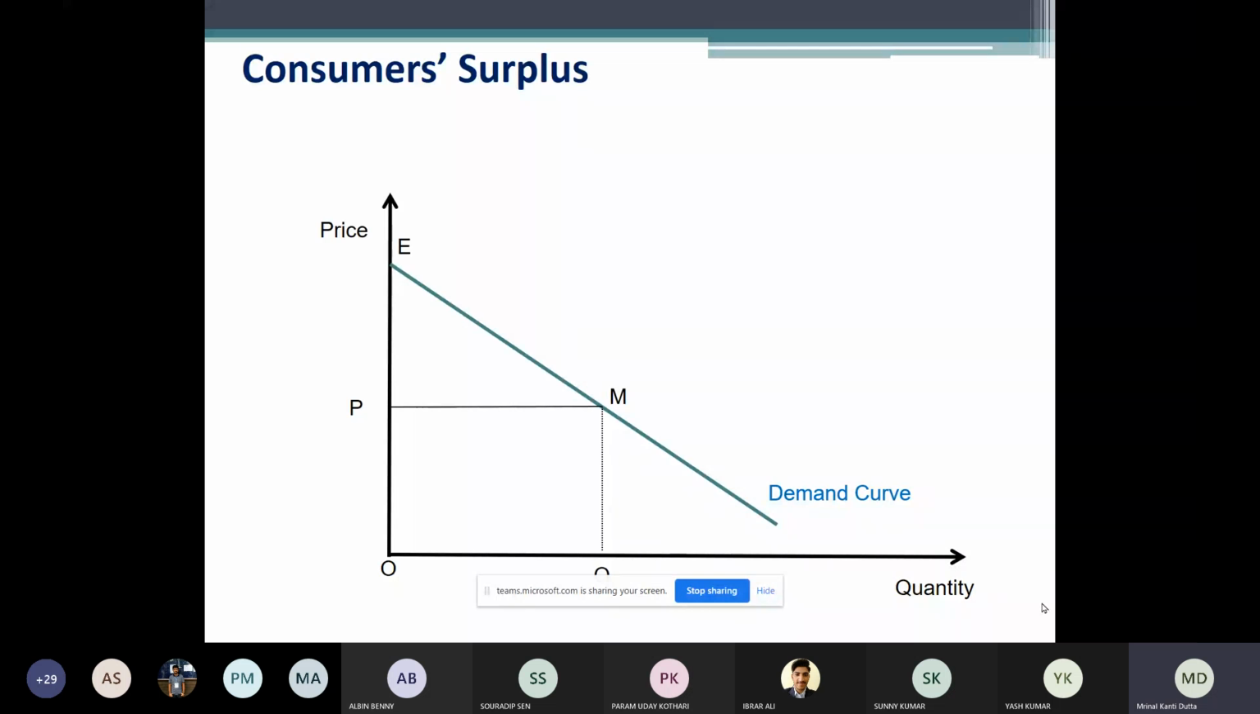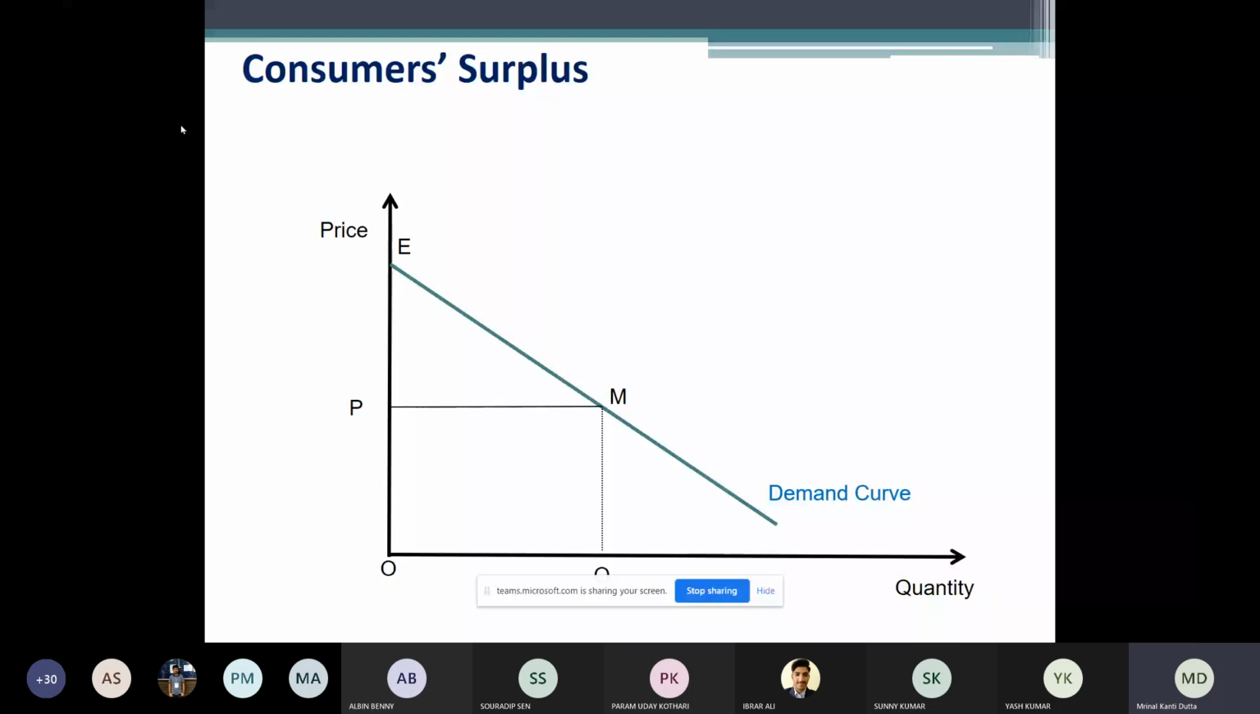Now here, the issue is that at every point of the demand curve, the consumer is prepared to pay the corresponding price. For example, if he wants to get something at less than quantity OQ, the price that he is prepared to pay is higher than OP. So in the EM range, he is prepared to pay a higher price for a lesser amount of the output. But when he finally ends up demanding quantity OQ, he is paying a uniform price of OP.